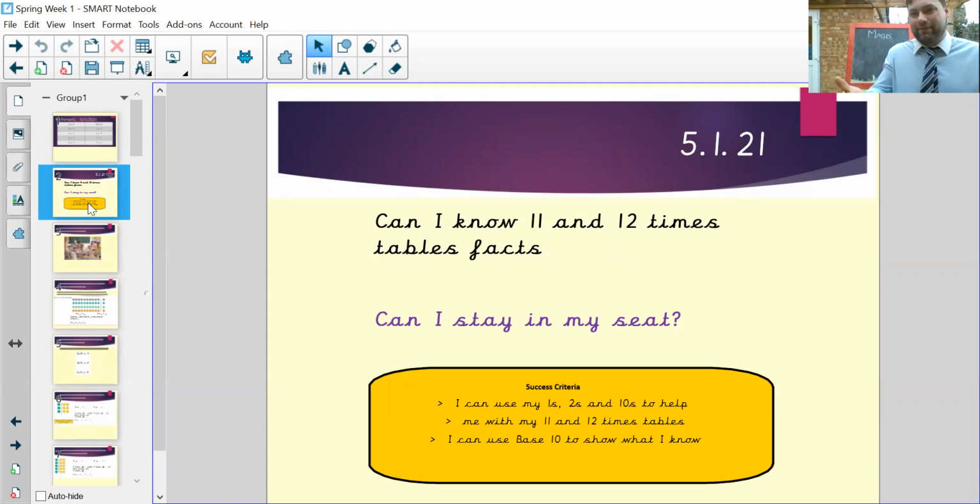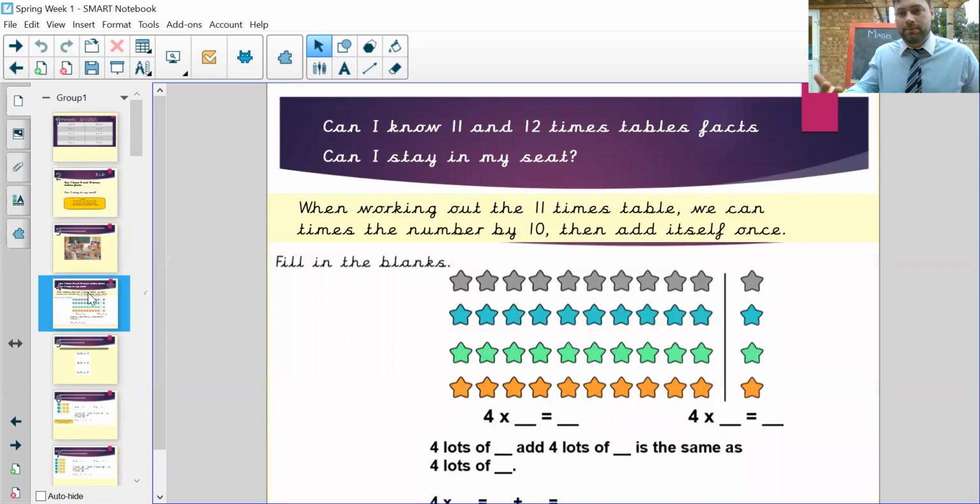And obviously we haven't got resources at school, so we won't be able to use base 10s to show what you know. However, there are other things that you can do. So do you know your 11 and 12 times table facts?